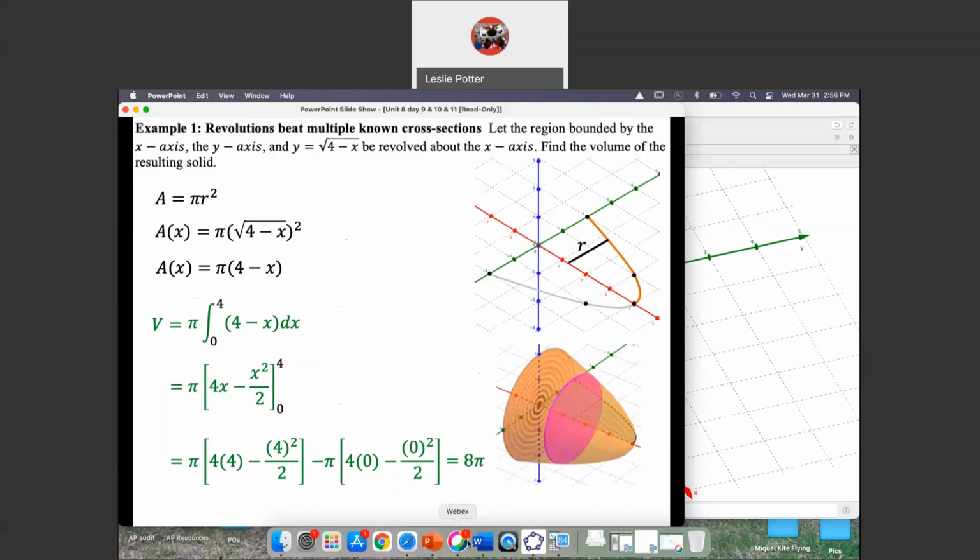So that ends up being a really effective way, instead of looking at this as a volume of known cross section like we were doing. You can look at this as a rotation, and it can simplify the math. That's the very advantageous aspect of revolutions, as long as you have circular cross sections.